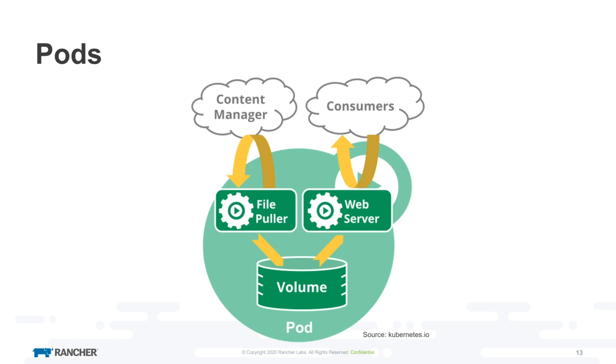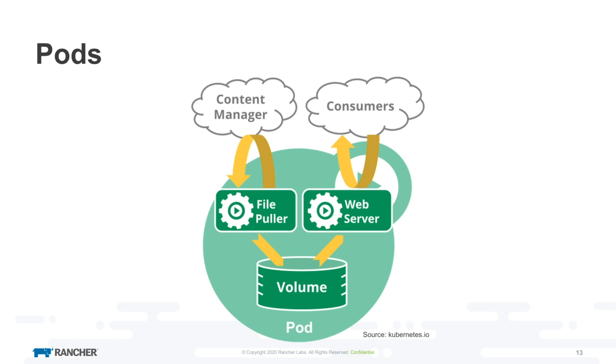There's a file puller that brings down content from some CMS, and then there's a web server that pulls that content off the disk and ships it out to consumers. This is a good representation of how the containers in a pod should be related as a unit of your application. Together, the containers allow the pod to do a thing.